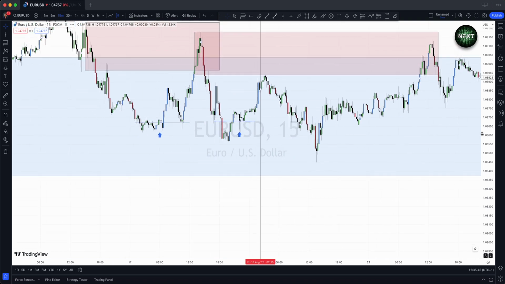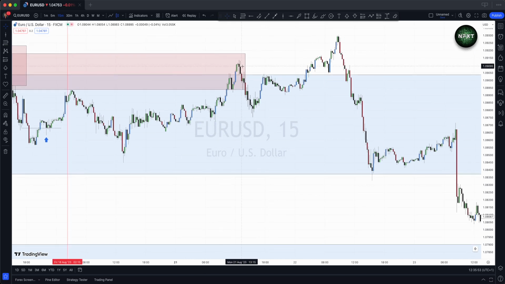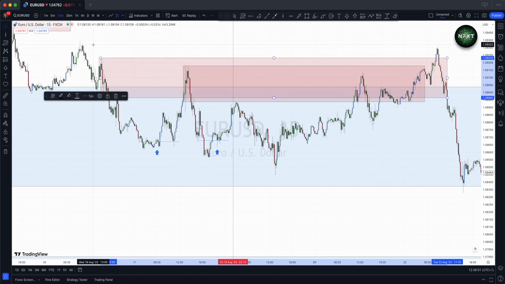Now you can see that eventually the market comes back into this area of supply that we draw on the 1 hour time frame, retest it, and then we actually break and we go higher. We even take out this zone we had drawn as well, and we went above.